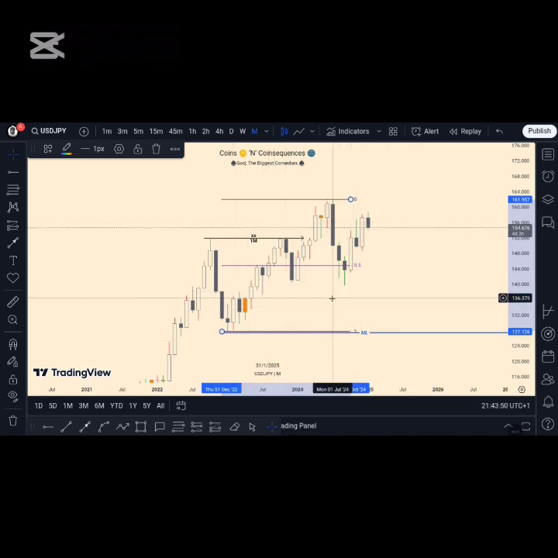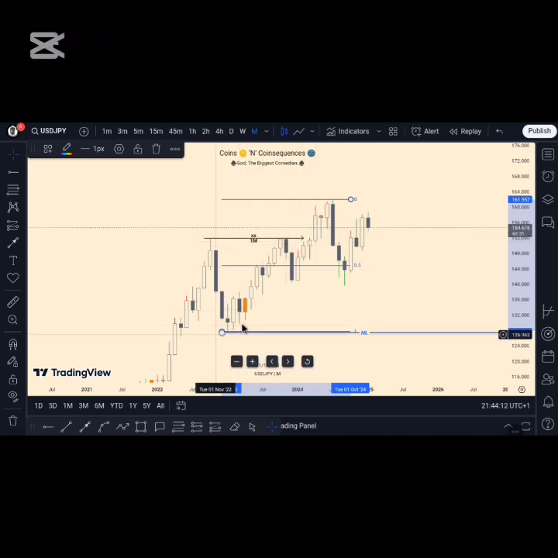So what did price do here? Or more so on this major structure. This is a major structure. Is this major structure valid? Does it give us a valid break of structure? Yes, this break of structure is valid. As we can see, price broke to the upside with a body candle. That's a valid break of structure.